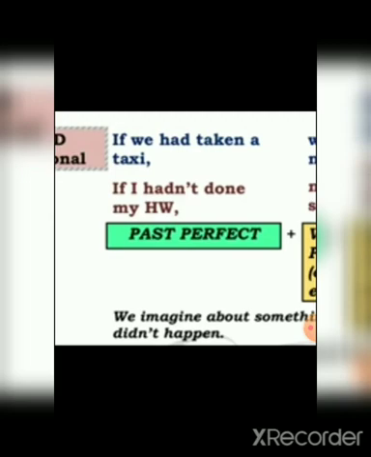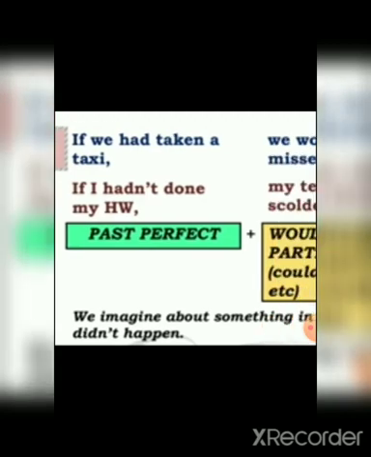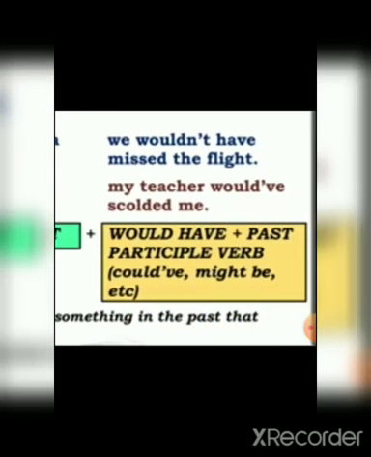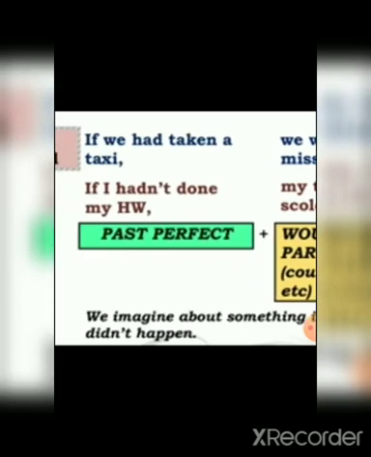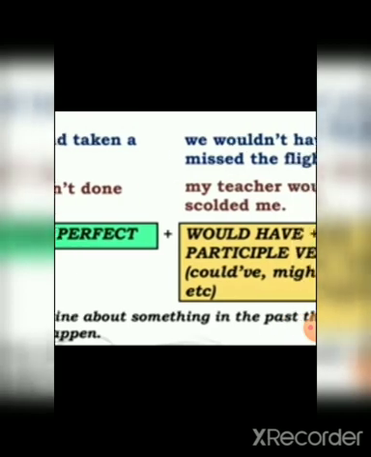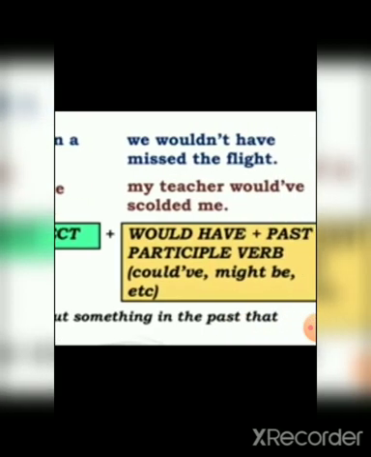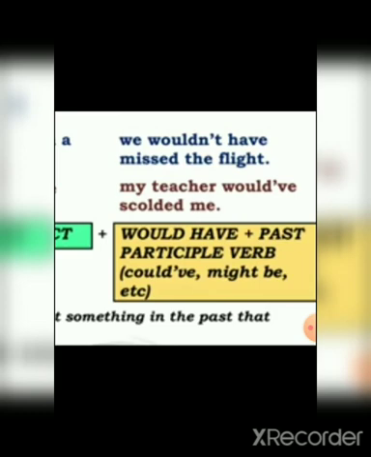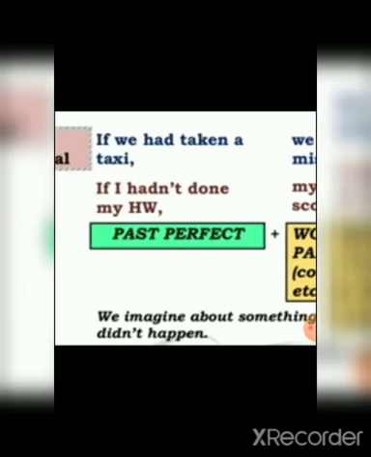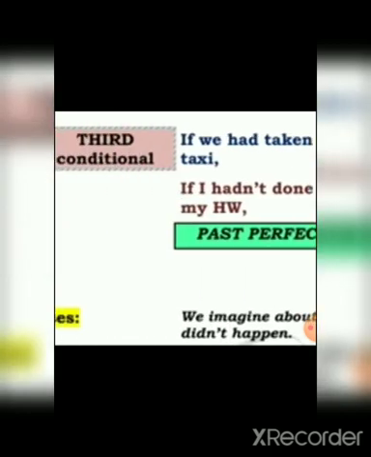If I hadn't done my homework, what will happen? My teacher would have scolded me. So had plus V3, hadn't done. So the result is future perfect in the past, would have scolded. Scolded is the past participle form of the main verb scold. Right? So this is the third conditional.